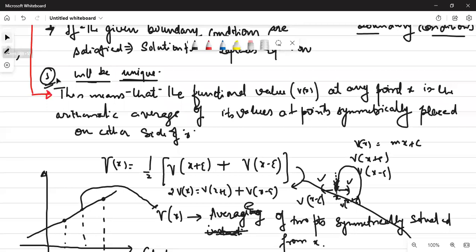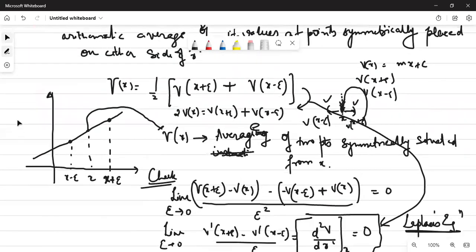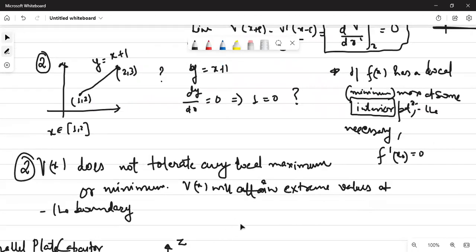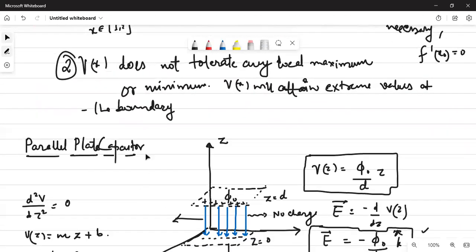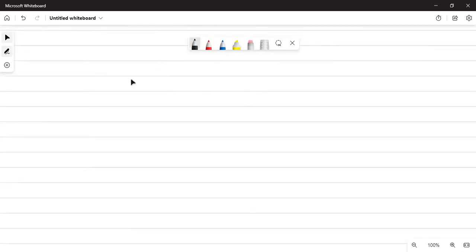The second thing that we are going to discuss is that V(x,y), like in one dimension also we saw, does not have any local maximum or minimum. In the same way, we will find almost similar analogous results in Laplace's equation in two dimensions also. So we've done till now Laplace's equation in one dimension. Here is the case of Laplace's equation in two dimensions.